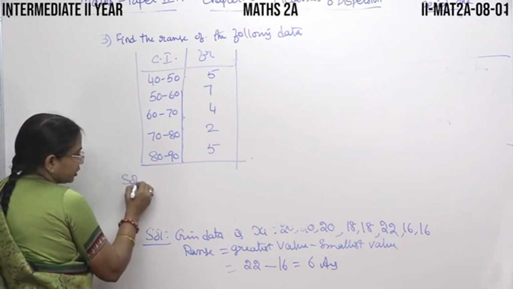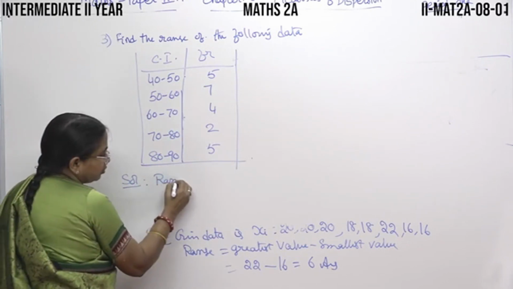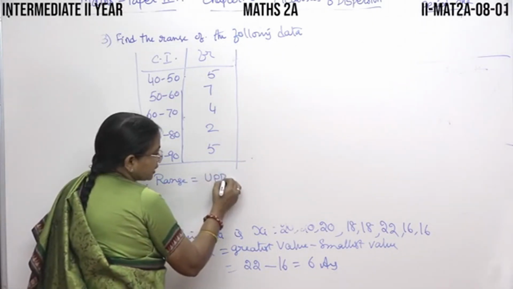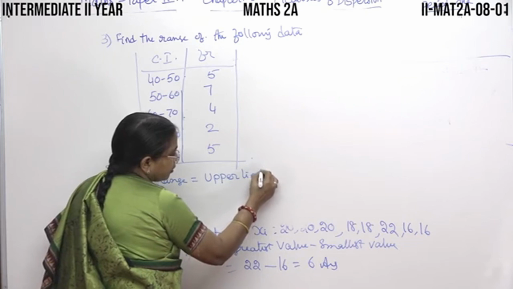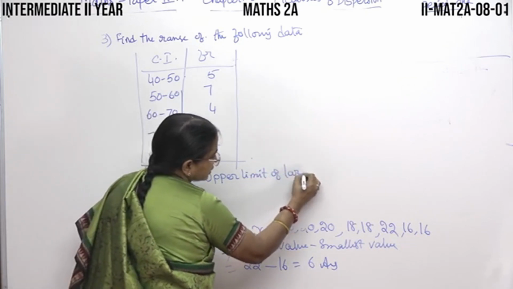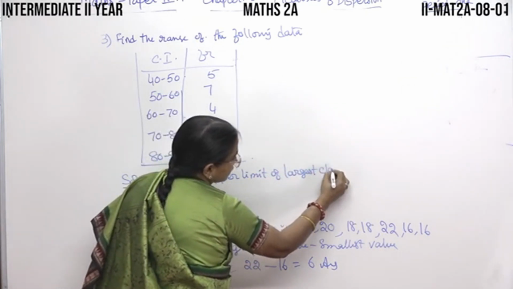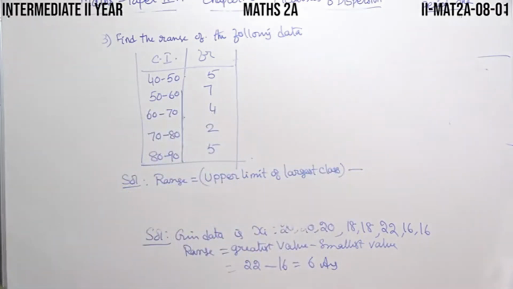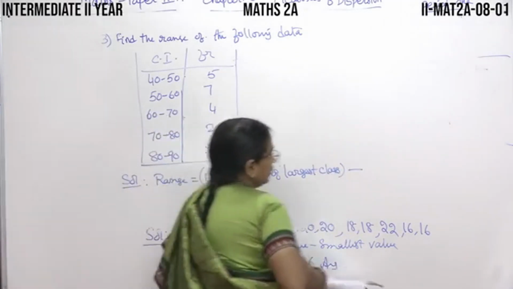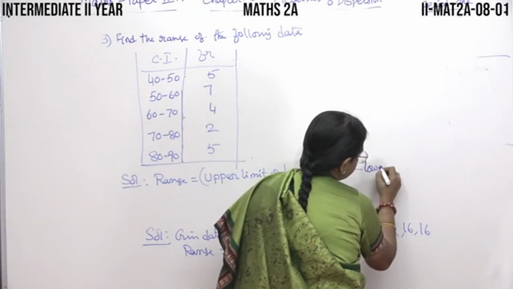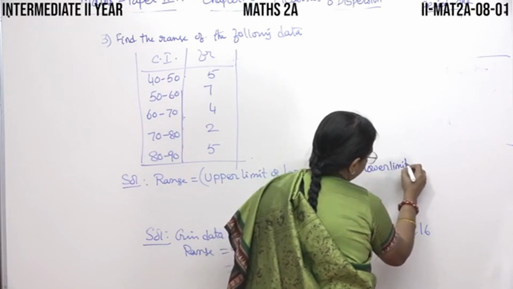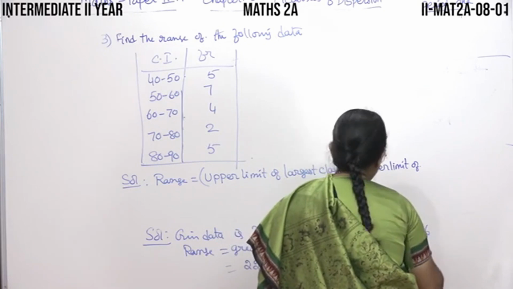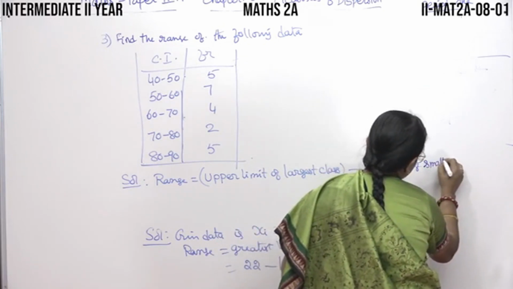So your solution: range is equal to upper limit of largest class minus lower limit of smallest class.